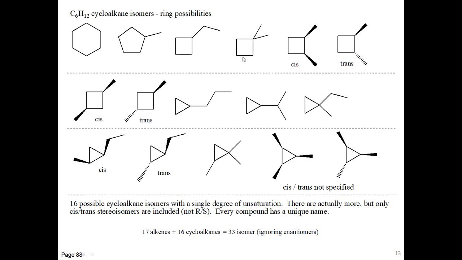So if you look at all the cycloalkanes, there's 16 of those. If you look at all the alkenes, there's 17 of those. So our 6 carbons with 1 degree of unsaturation becomes 33 different possible structures, and we're ignoring the enantiomers. So that's quite a bit. It's starting to get pretty complicated. I would never expect you to generate all these possibilities, but I might ask you to compare, say, this one and tell me if they're the same or different. That would be pretty reasonable.